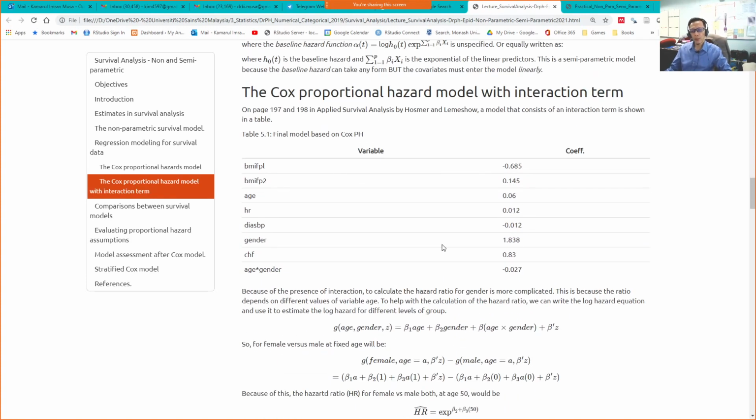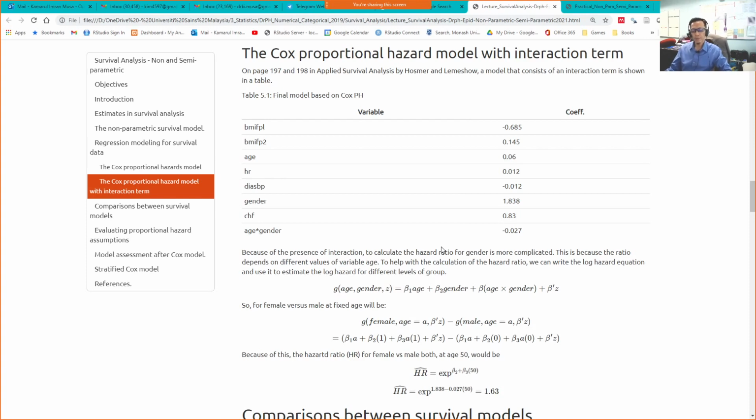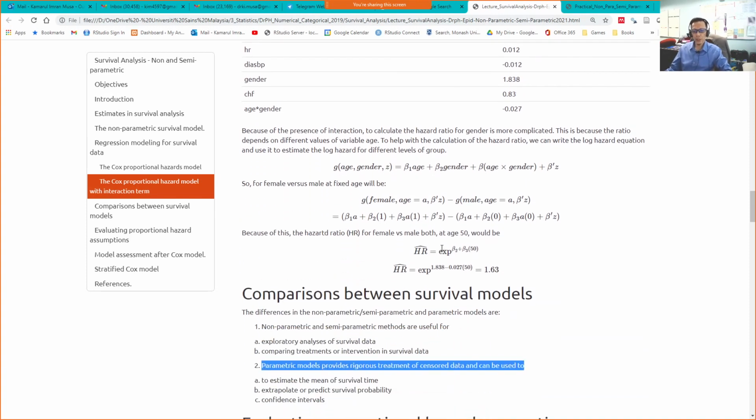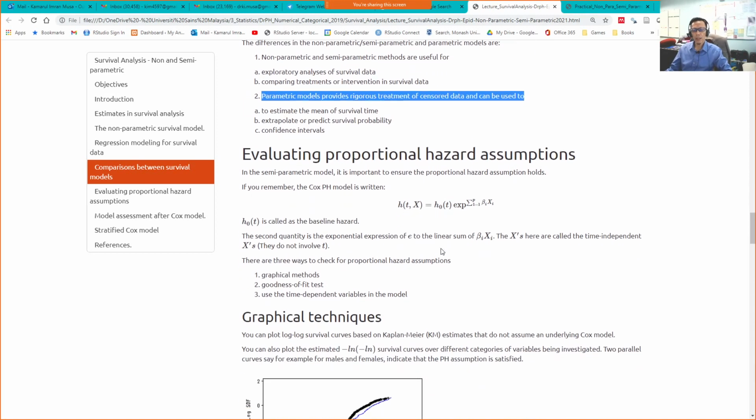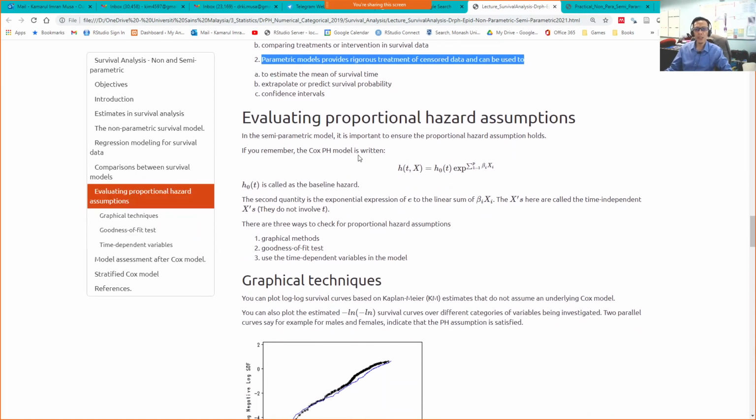This is something that we did not spend that much time on last semester, the interaction, so maybe you can be more familiar with interaction. And something that we also did not spend too much time on last semester is the evaluation of proportional hazard assumptions.